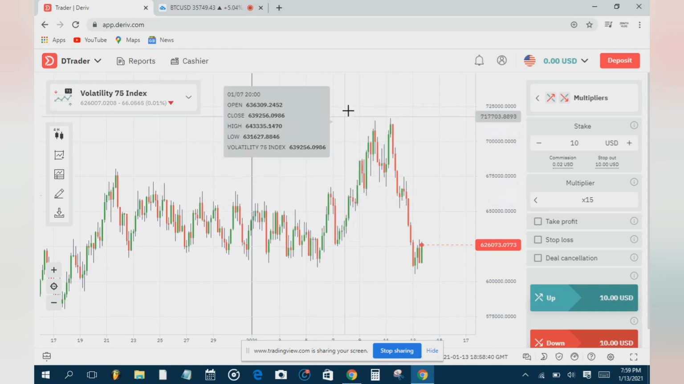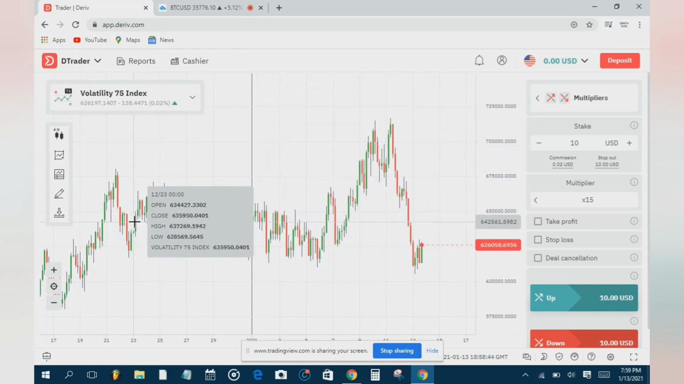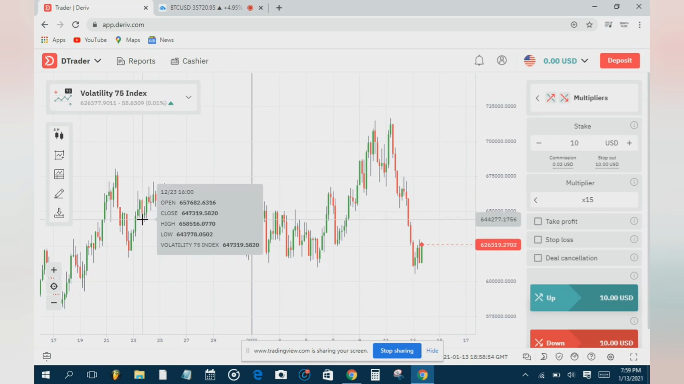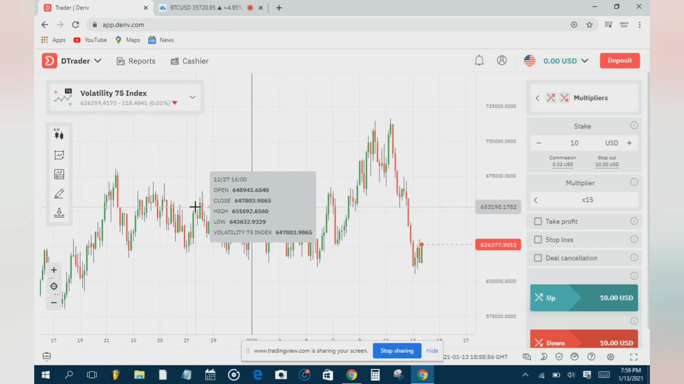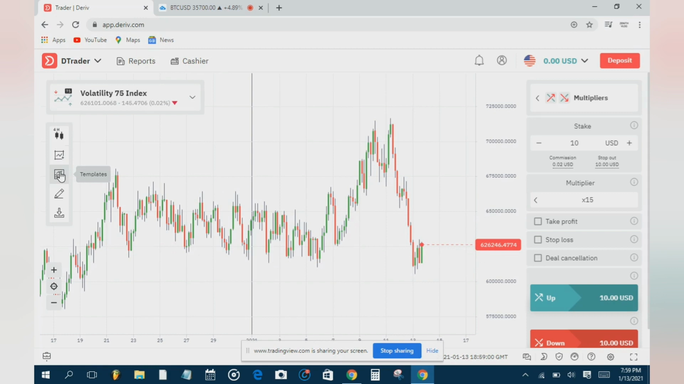The first thing you want to do is draw your support. You want to make sure you identify your support and resistance on the market. It's very important so you can tell where the market is going, because this is price action. We're going to use the current price movements to determine the movement of the market.